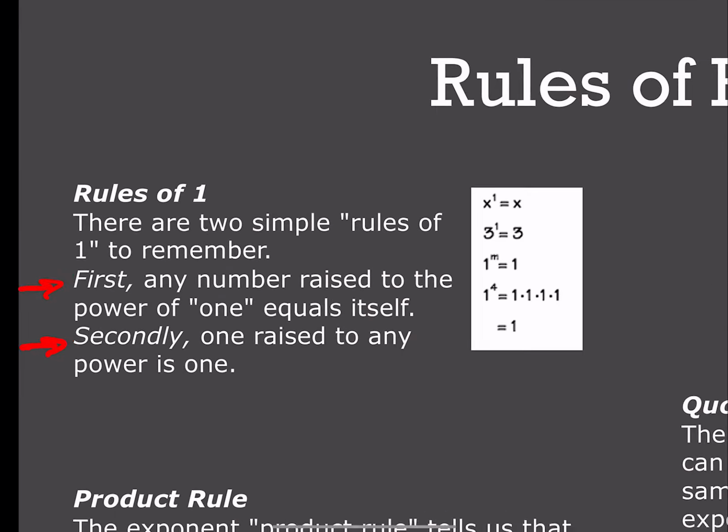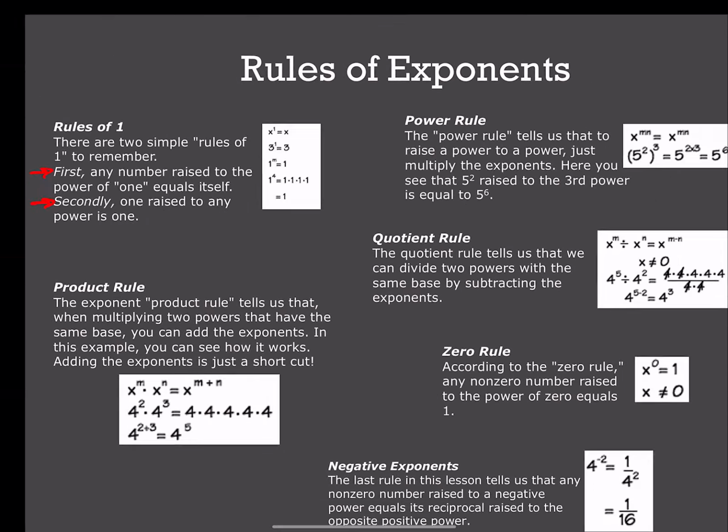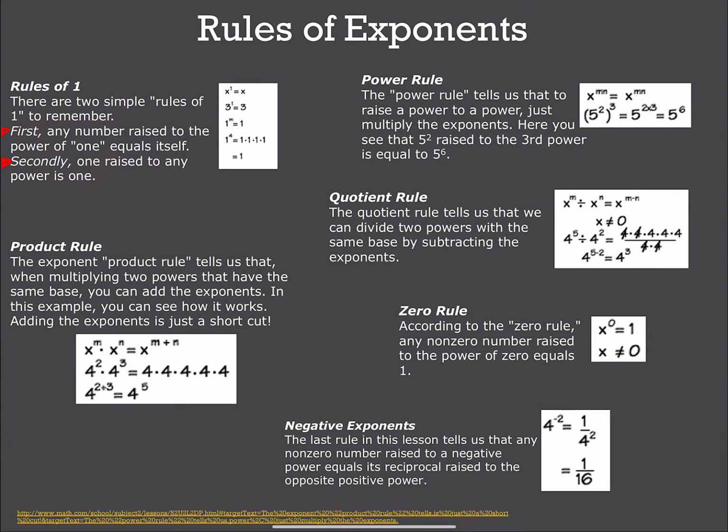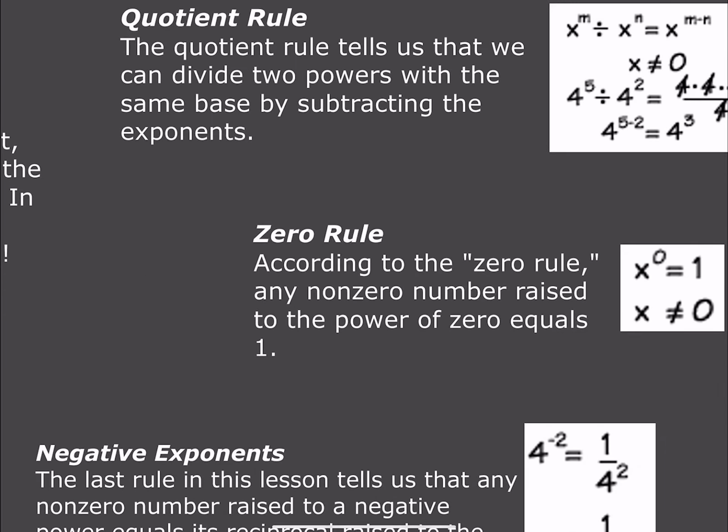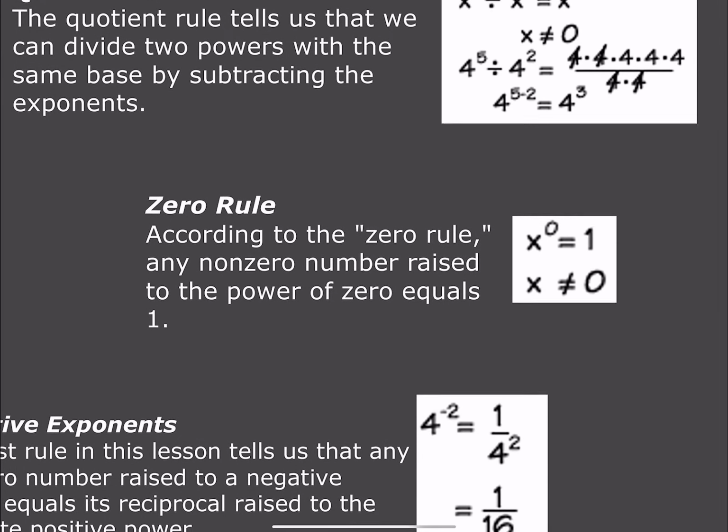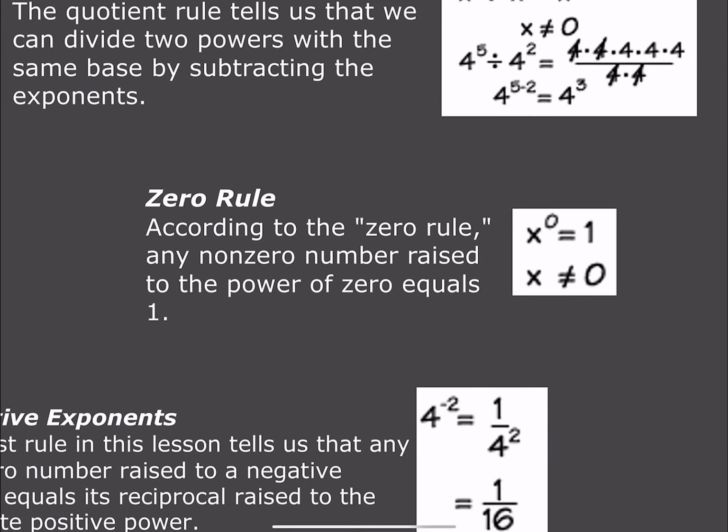Next, we're going to jump over here to the 0 rule. I'm going to tell you the 0 rule, and then we're going to come back to it after we learn another rule to kind of prove the 0 rule. And the 0 rule says that any number raised to the 0th power is equal to 1.